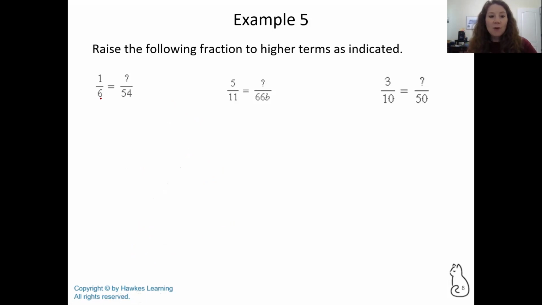All right, here we have what times 6 is 54. So that would be 6 times 9. So on the top, I'm going to multiply 1 times 9. I get 9. What times 11 is 66b? That would be 6b. So 6b times 5 is 30b. And then what times 10 is 50? That would be 5. So 3 times 5 is 15. So that's it.